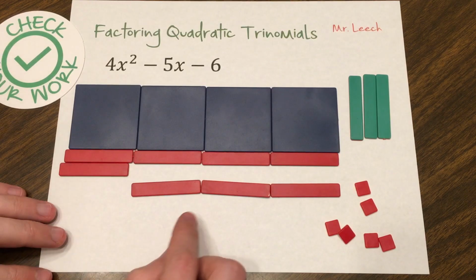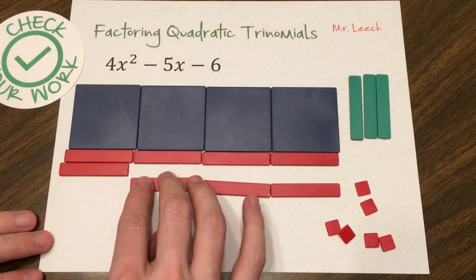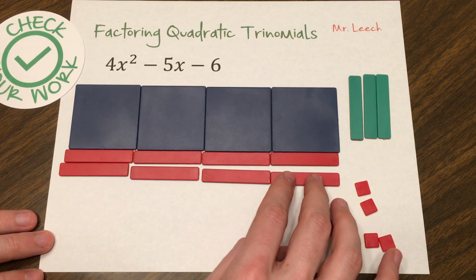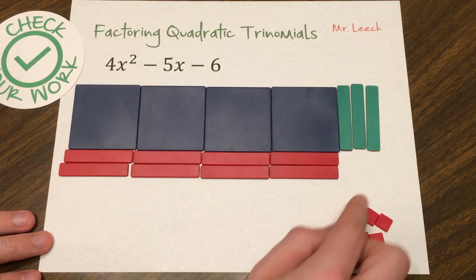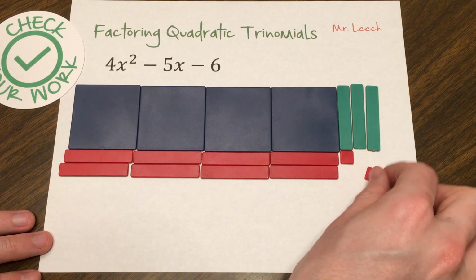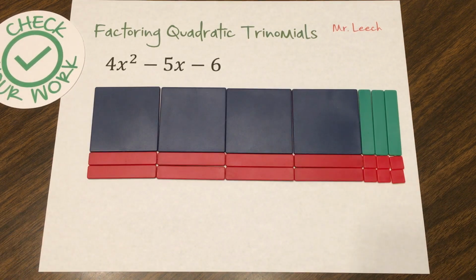So what I did is I added in 3 zero pairs of x's. When I did that, everything fit into a rectangle for my x's and my x squareds, and then I noticed I have 6 negative constants. So they just fit in right here. So there's my happy pretty rectangle.